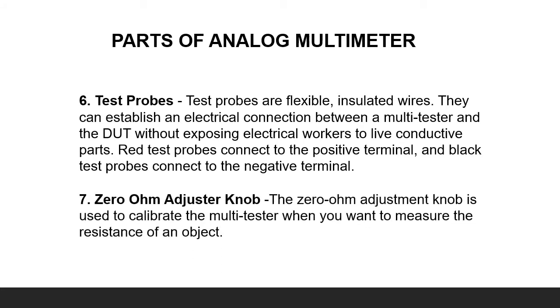7. Zero ohm adjuster knob. The zero ohm adjuster or adjustment knob is used to calibrate the multi-tester when you want to measure the resistance of an object.